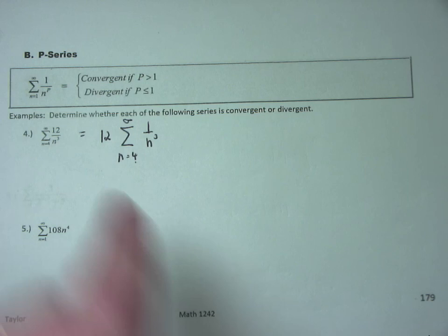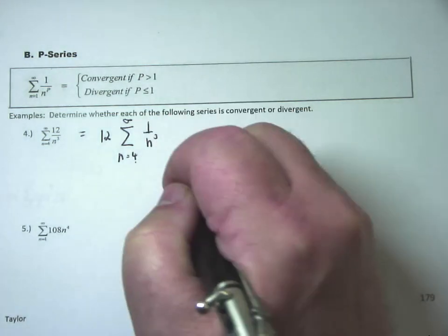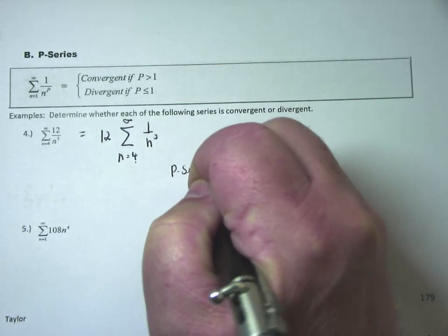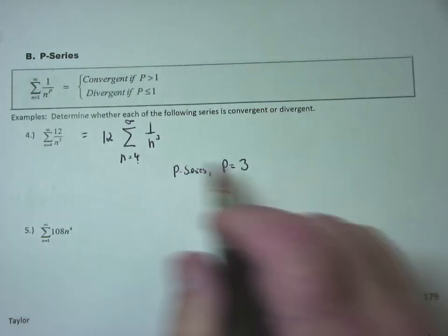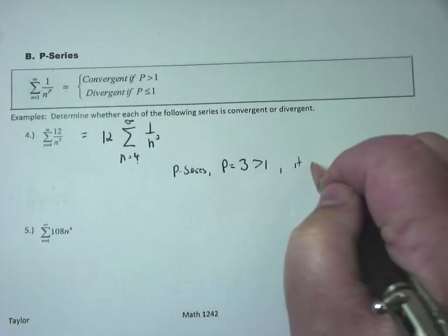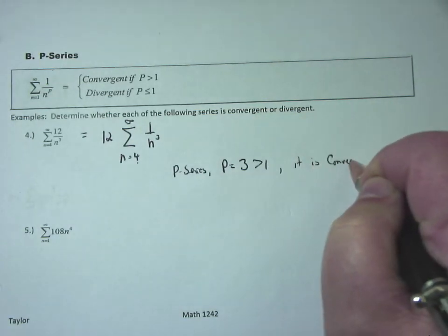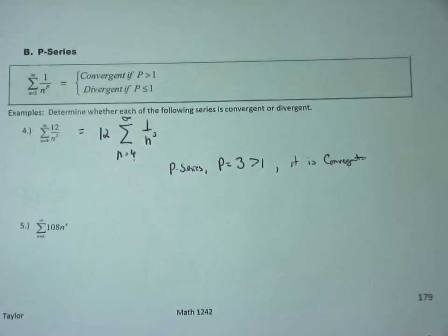It doesn't matter if you start at 1, 2, 3, it is still called a p-series. The 12 out front, no one cares there. This is all about the 1 over n to the p. This is a p-series, and this is what you have to tell me: what does p equal? What's your power? 3. How does your power compare? p is bigger than 1, so it is convergent. This is a convergent p-series. As long as p is bigger than 1, it's a convergent series. If your power is less than or equal to 1, it diverges.